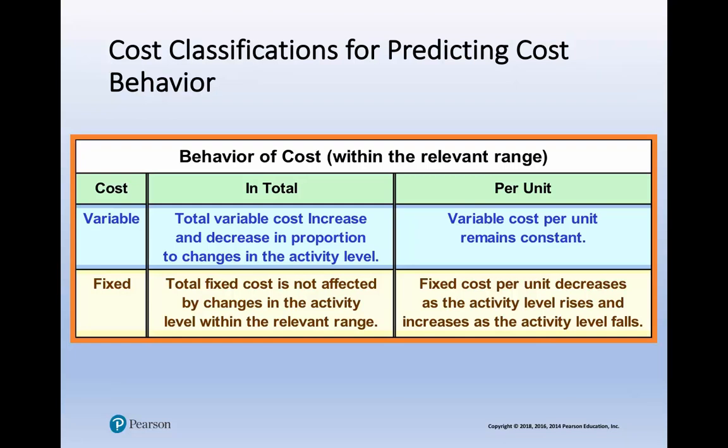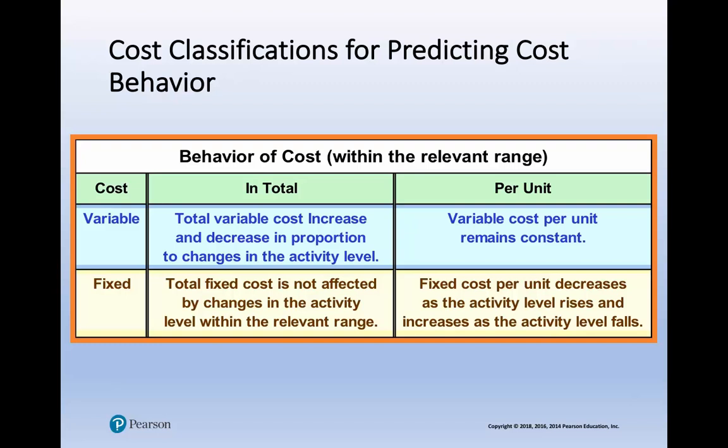And I said there's three: fixed, variable, which are here, and then mixed. But mixed is just basically combining these two together. So if we understand what's a variable cost and what's a fixed cost, we can then put those together for our mixed cost. So for our variable cost, and that's the row in blue here, we have two different ways we're going to look at them, in total and on a per unit basis.